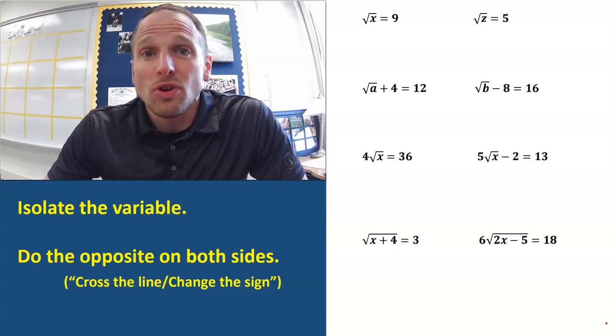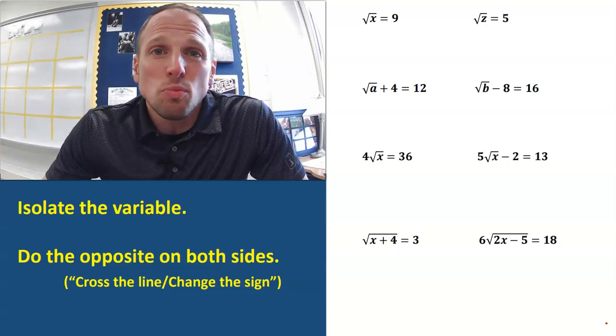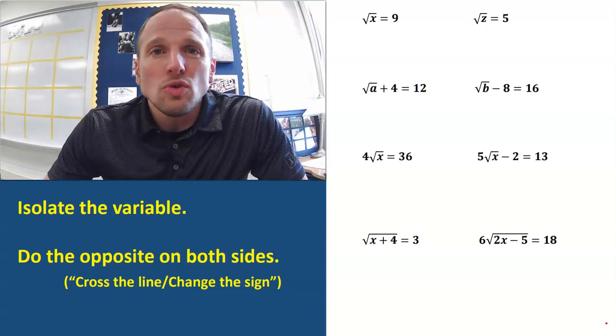If it says add, we're going to subtract. If it says multiply, we're going to divide. We have to do both sides. We've been calling that cross the line, change the sign. Remember, so we're always going to do the opposite.